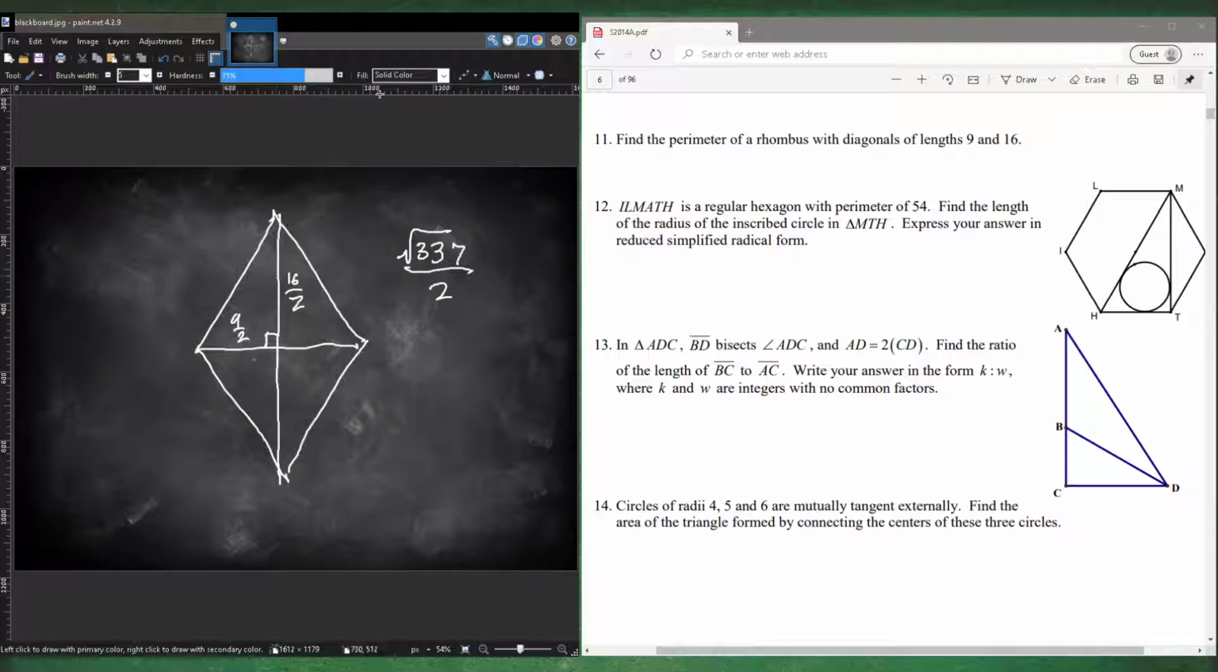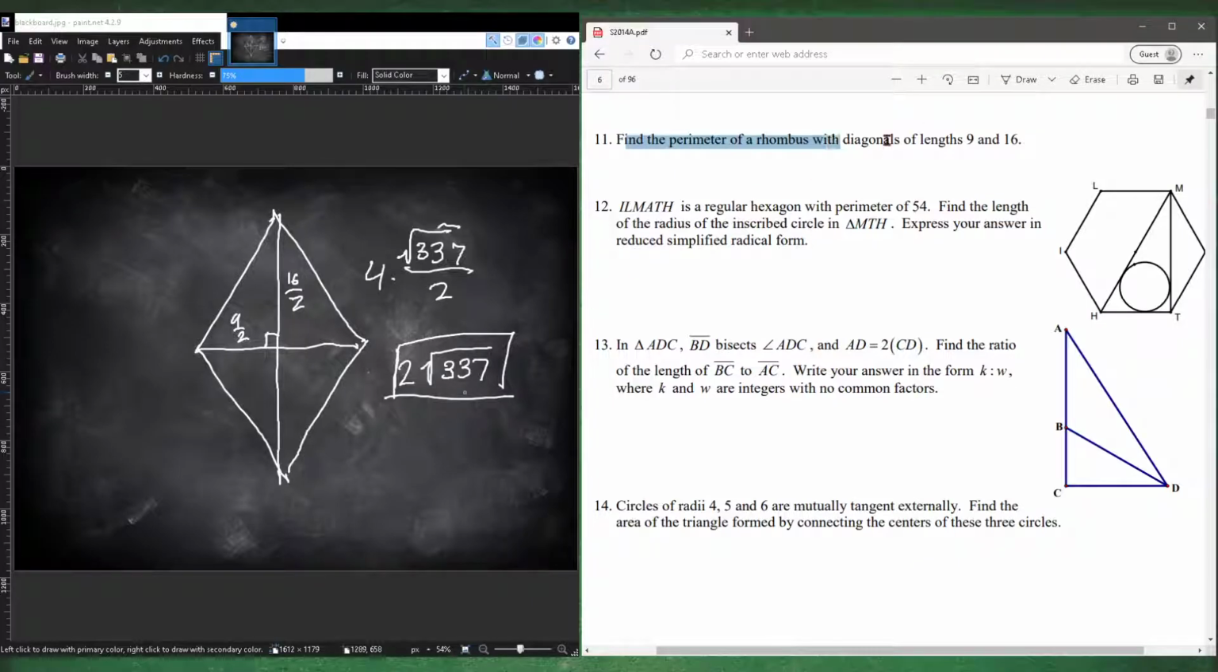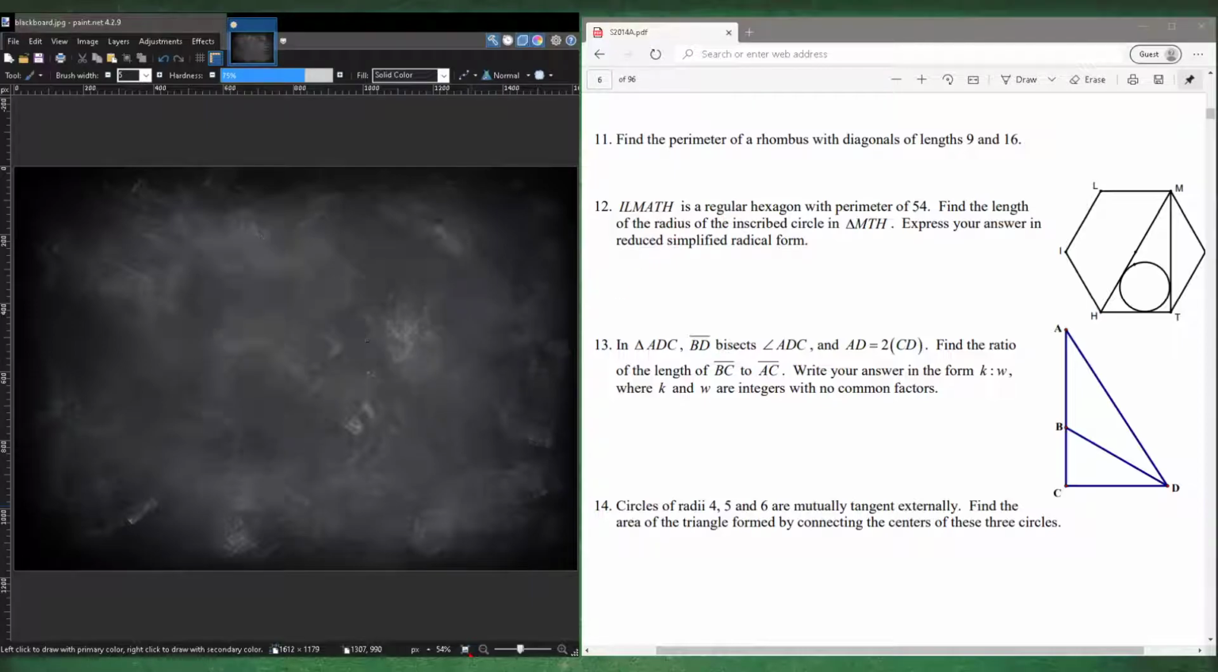I recommend not writing the square root in your calculator because then you get 337 over 4. And then square root of 4 is 2, and 337 is prime, so you get this radical. And that's just the side length, so we need to multiply by 4 to get the entire thing. So 4 and 2 cancel out to the 2, so 2 times square root 337. And that is your answer for number 11. Whenever they have a question like this and they say not to write as a decimal, you have to write it exactly as a radical.